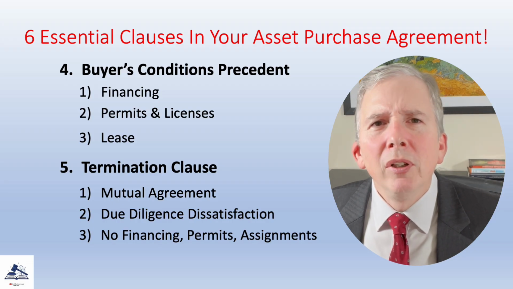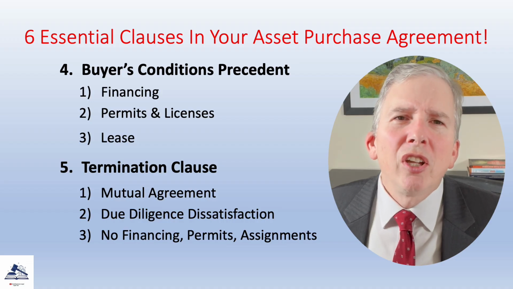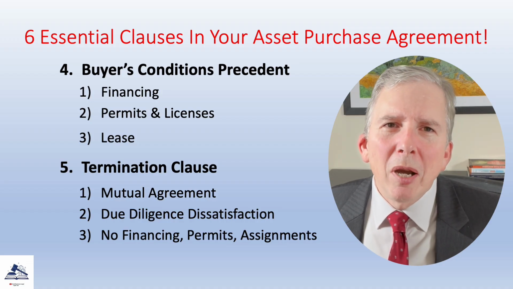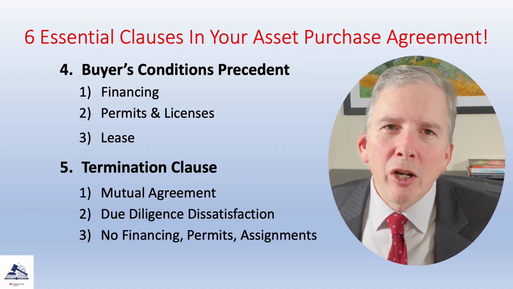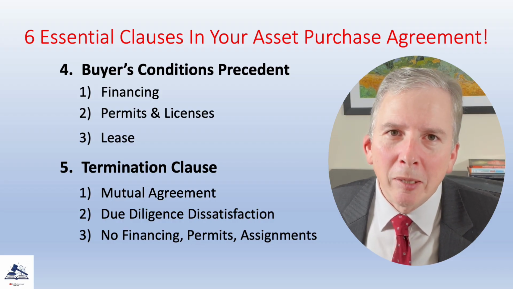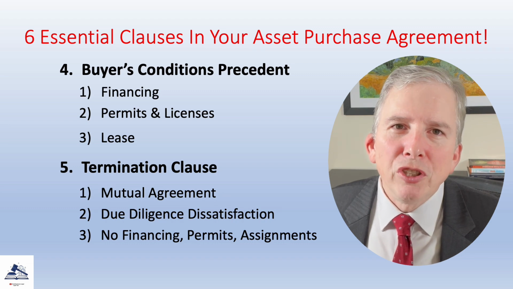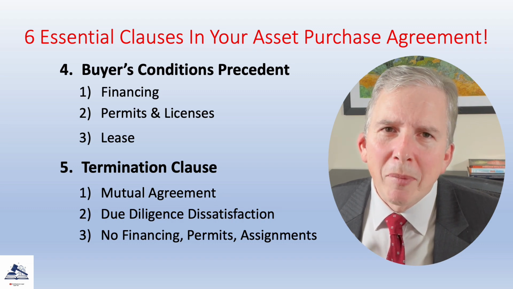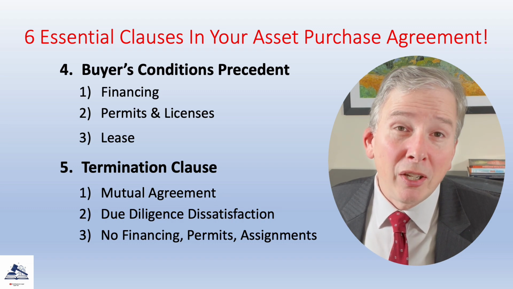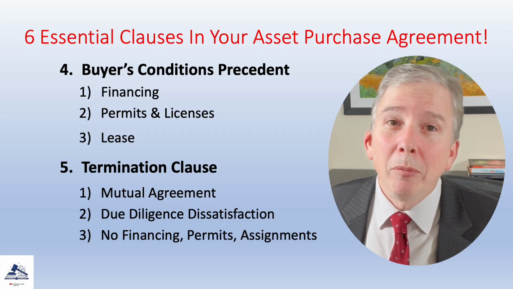So for example, if you need to obtain financing from a third-party lender, such as a bank, the seller will often insist on a date by which you need to notify them if you're unable to obtain that financing. And if you notify them before that date that you're unable to obtain the financing, you'll be allowed to terminate the agreement without breaching the agreement. But if you don't notify them by that date that you're unable to obtain financing, it's presumed that you're able to obtain financing and you're committed to buying the business.